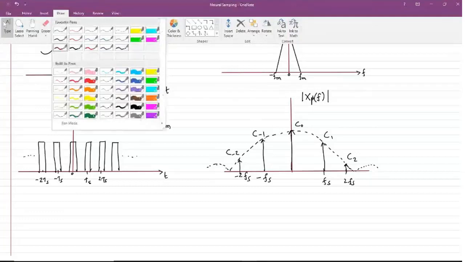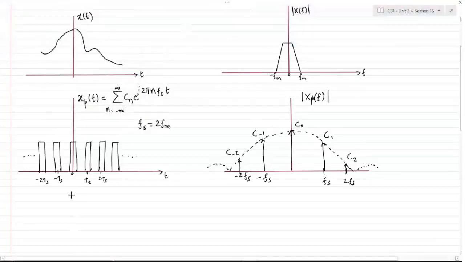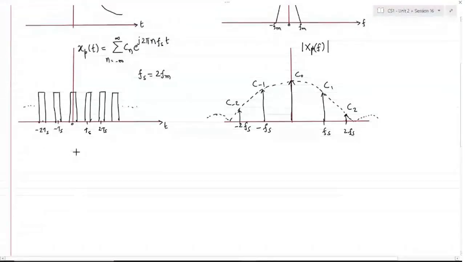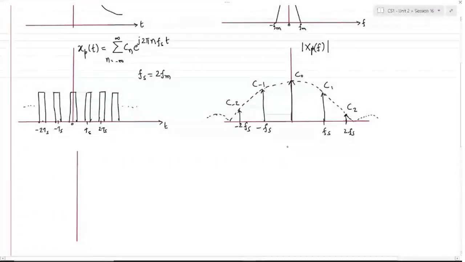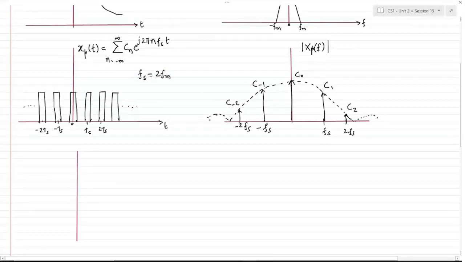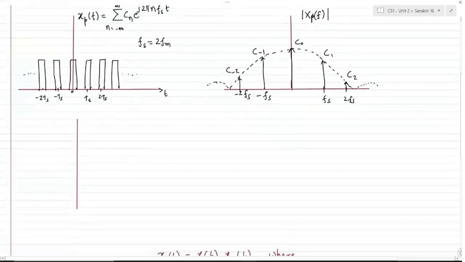Okay, any questions meanwhile you can ask. So that dotted line is not going to be there, right? Yeah, which one? These dotted lines on Xp of f? Dotted lines will not be there. I have just represented that the amplitudes of these impulses, if you try to connect them virtually, will represent the sinc function which exists in the major lobe.